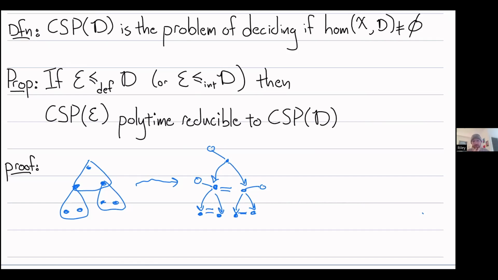Okay. What I've drawn here isn't quite an instance of D, it's an instance of D expanded by the equality relation. So then I have to take a quotient, which is no problem in the finite setting.